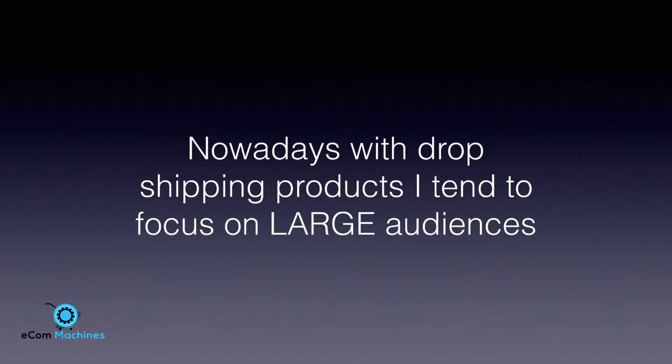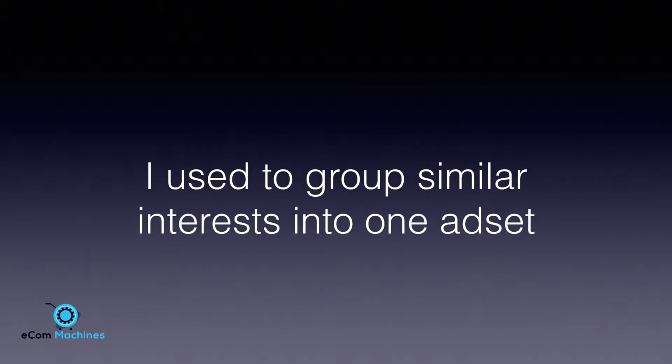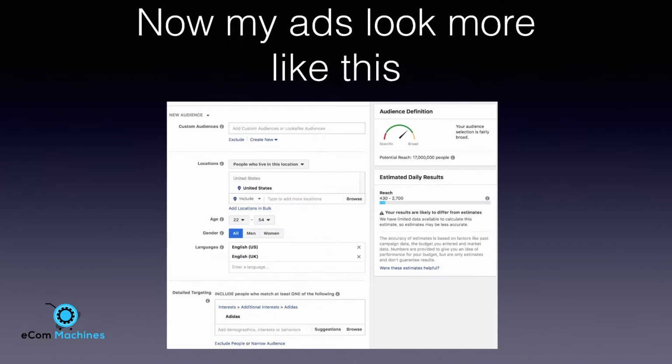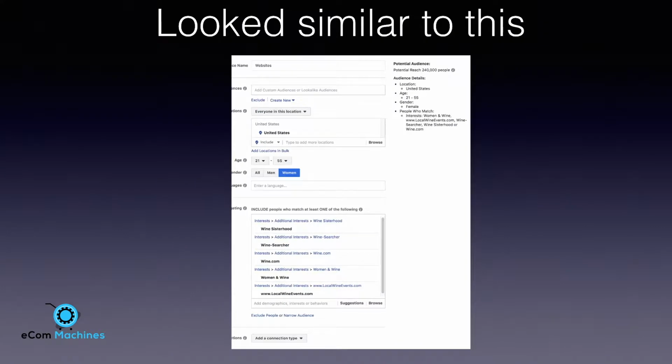Nowadays, though, with dropshipping products, I tend to focus on really large audiences. I'm talking at least 1 million people plus, and that really goes against what a lot of people have taught in the past. And I used to group similar interests into one ad set, and it would look something similar to like this. You guys can see that I only had like 240,000 people that I could potentially reach, and this was just a bunch of similar interests grouped together.